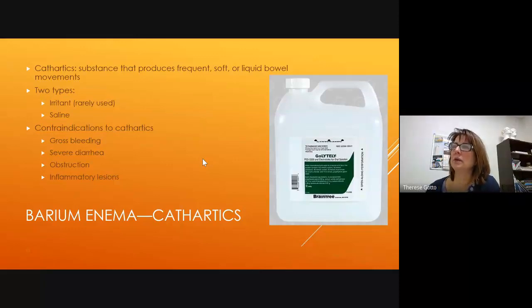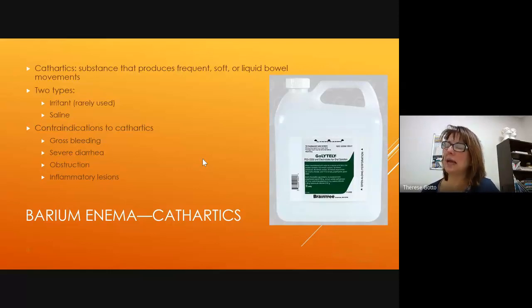Okay, so cathartics, that are substances that get the bowels to empty, okay? They can be irritants and they can be saline. So saline is just going to promote more water to enter into the bowel, which cleanses the bowel and makes you go more with diarrhea. Irritants are rarely used. They do the same thing. They promote water through the bowel. However, it can be very dehydrating, so those are very rarely used.